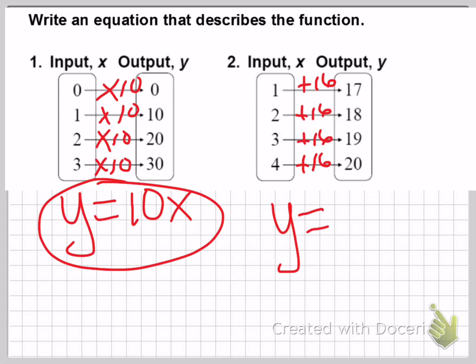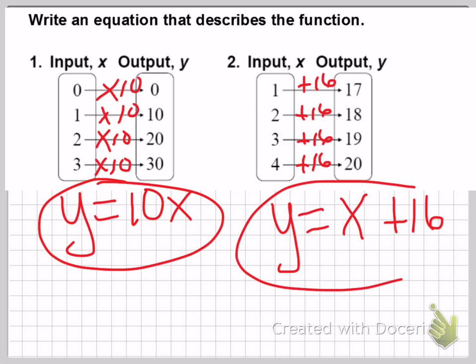So I need a y value and I need my x value. So y equals, let's try x plus 16. So if I put a 1 in for x, 1 plus 16 is 17. Perfect. 2 plus 16 is 18. 3 plus 16 is 19, and so on. So that is the rule or the equation for that input-output table.